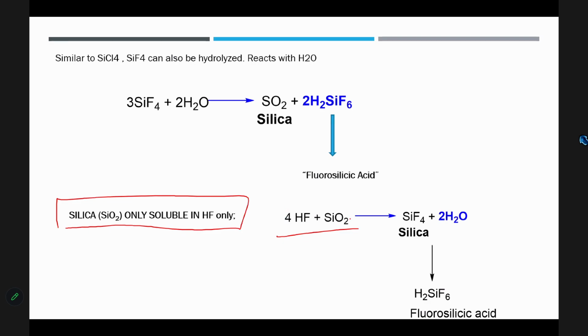And how does it react? SiO2 with HF. I told you that if fluorine and oxygen are there, silicon takes the fluorine atoms. It is because the silicon-fluorine bond has high enthalpy. So it forms SiF4, tetrafluorosilicon.